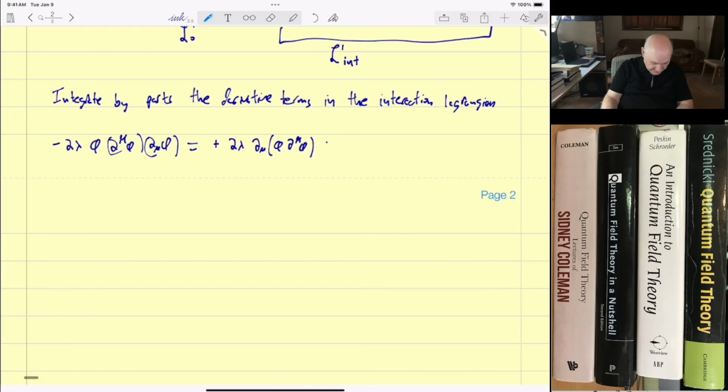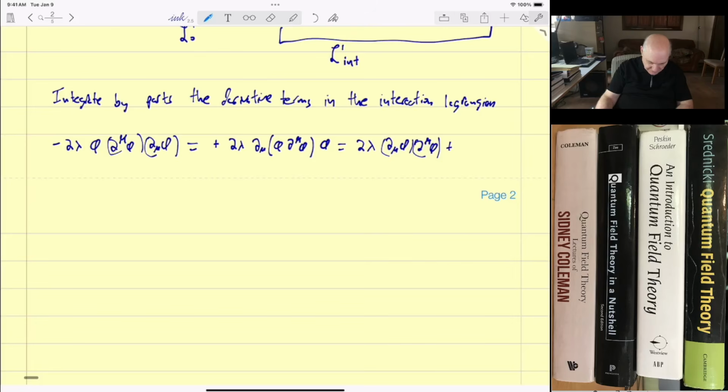Then I have phi when I take it off that. And this is equal to 2 lambda partial mu phi partial mu phi. And it looks like we're not making any progress because we seem to get the same term here as we had when we started. The sign is different, but it doesn't seem like we made any progress.